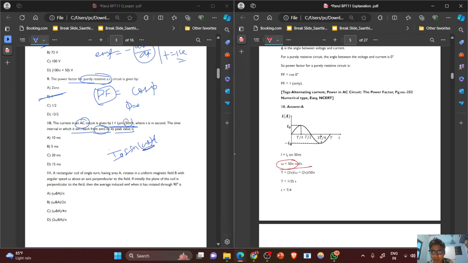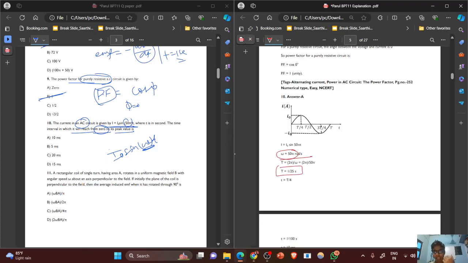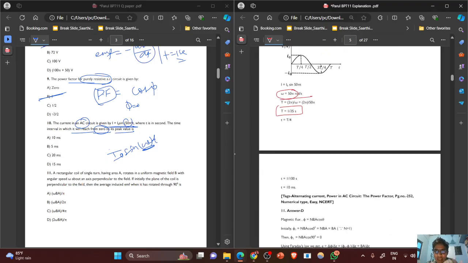So omega is given by this, and the time period is equal to 2 pi by omega. From here we get the time period. Time period is 1 by 25 seconds, which means that at 1 by 25 seconds it gets to 0 again.